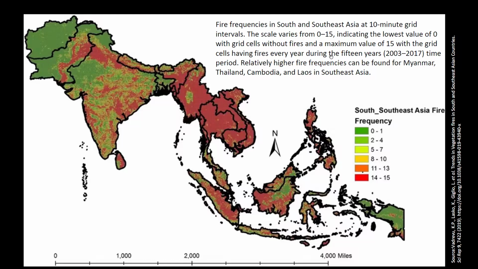So here's a map of some fire frequencies using 10-minute grid intervals. So you can use, again, GIS to grab these. And it shows the cells having a fire every year during the years of 2003 to 2017. And so you can see the higher frequencies are really around Myanmar, Thailand, Cambodia. Okay, but this is how you would use that data in a still map.